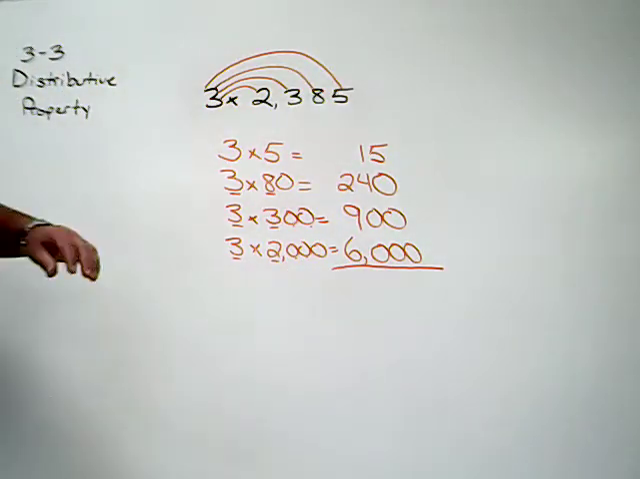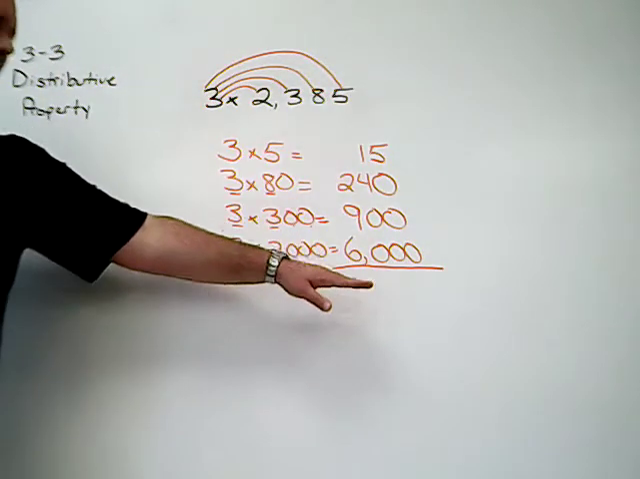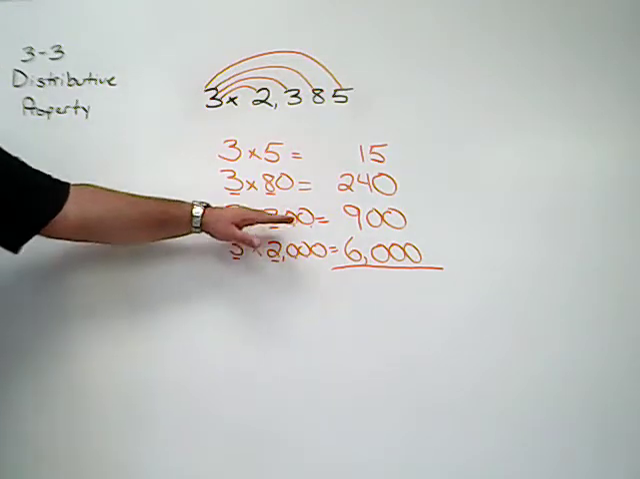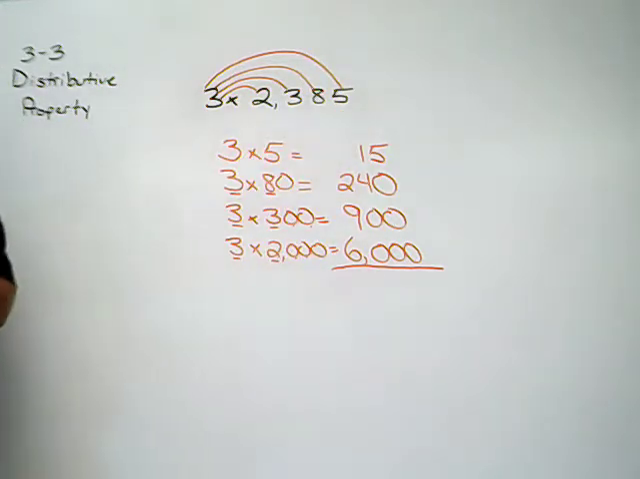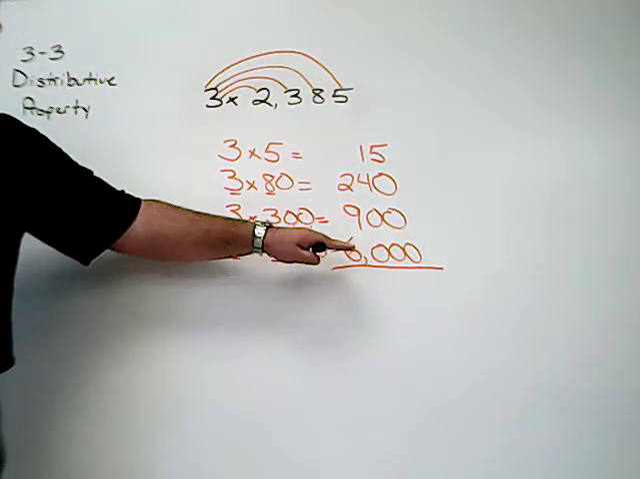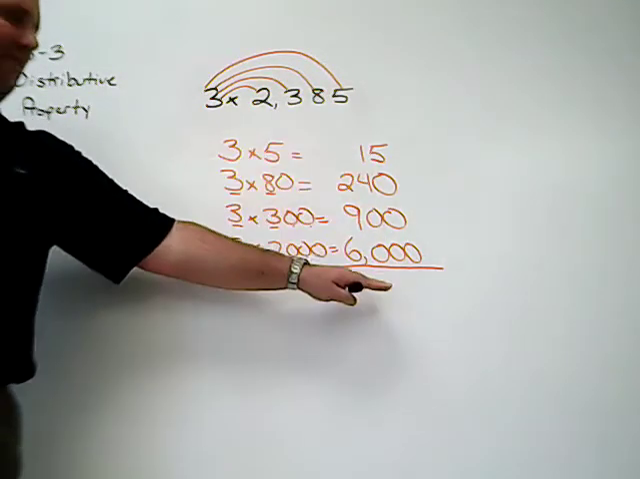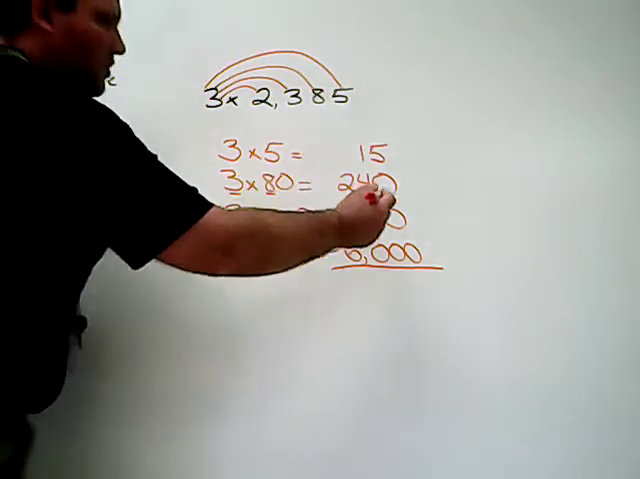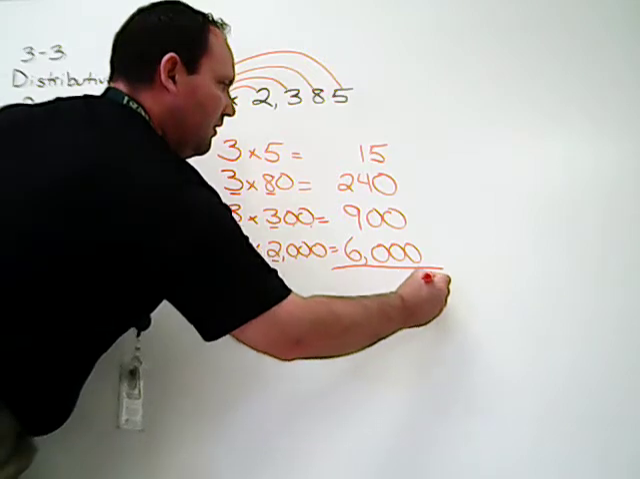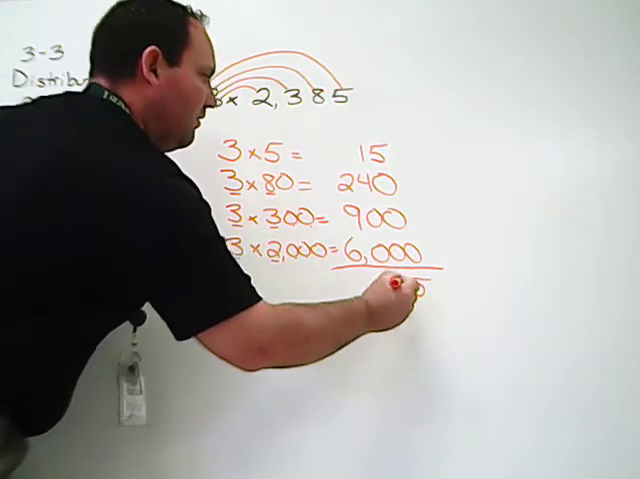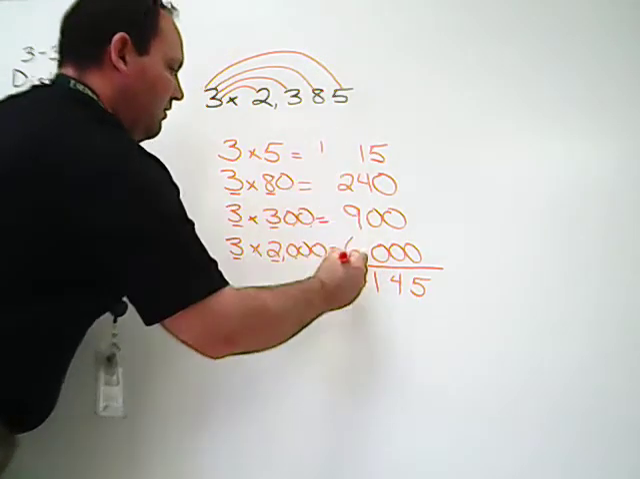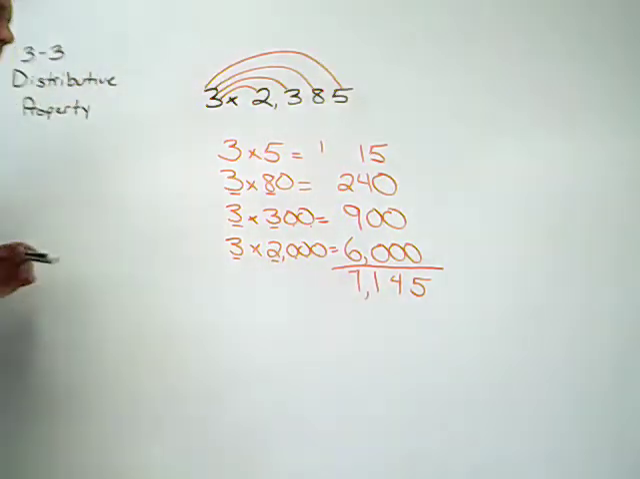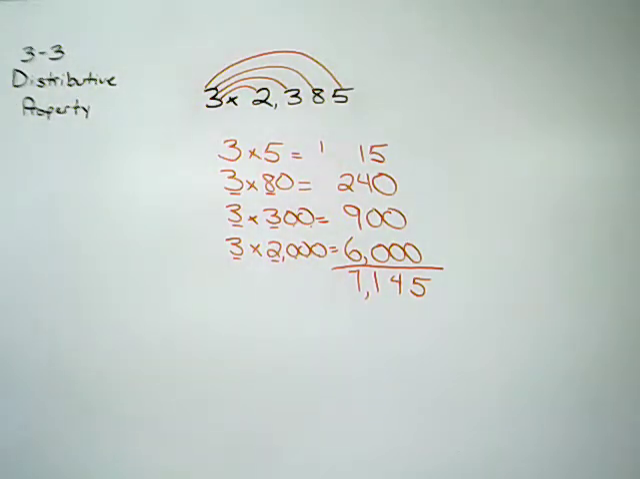Now, these are all part of my final product. These 4 problems here, the answers are called partial products. They're called partial products because they are going to be a part of my final product. The last step I need to do is just add these partial products up, for a final product of 7,145.